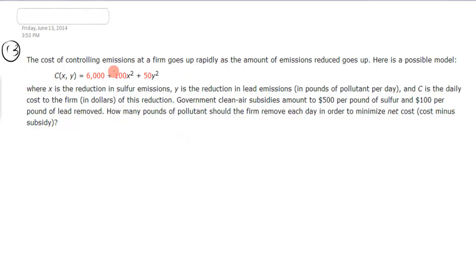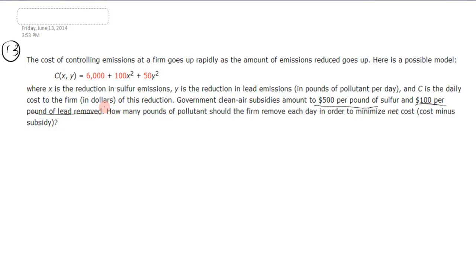Okay. The government clean air subsidies amount to $500 per pound of sulfur and $100 per pound of lead. That's not in here anywhere. So if you're trying to find out how much it actually costs you, you've got to work in the $500 per pound of sulfur and $100 per pound of lead removed. And if you are unaware of what the word subsidy means, it means that the government gives you that money to help offset your costs, to help make it cheaper.